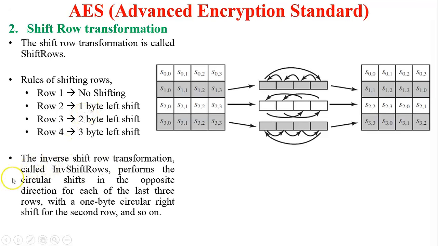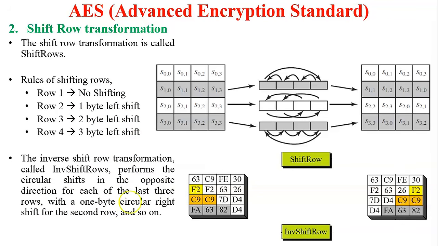The inverse shift row transformation is called inverse shift rows. In inverse shift row transformation, the rules are like this. Row 1 has no shifting, row 2 has a 1 byte right shift, row 3 a 2 byte right shift, and row 4 a 3 byte right shift. So it performs the circular shift in the opposite direction. Here we perform left shift, so during inverse shift row transformation it performs right shift.